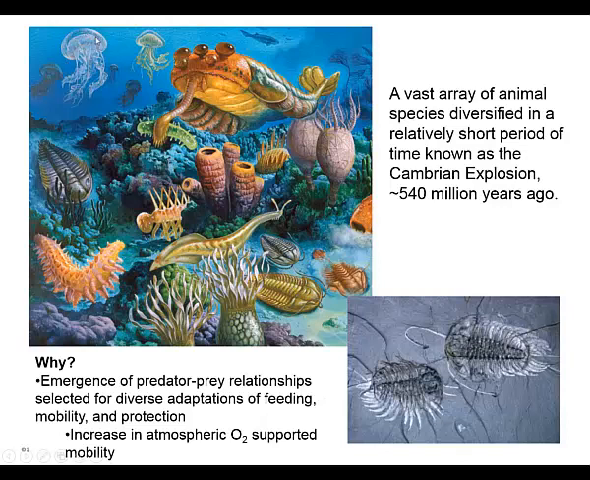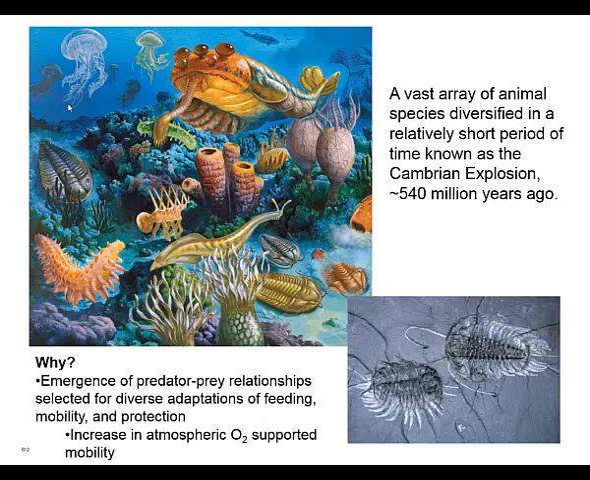We know that there were Cnidarians, very similar to jellyfish. And jellyfish are very ancient organisms. Why did this happen at this time? This was coming right off of a mass extinction event where, after the Earth's environment stabilized, you had the emergence of a tremendous amount of predator-prey relationships that selected for diverse adaptations of feeding, mobility, and protection. And also the increase in atmospheric oxygen, that was good. That increase in atmospheric oxygen supported mobility. Organisms, just like we see in the plant kingdom, could get larger.